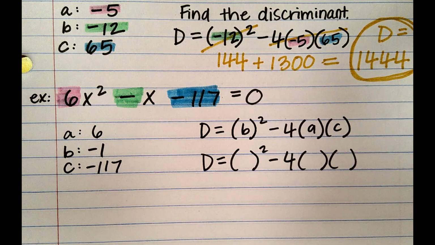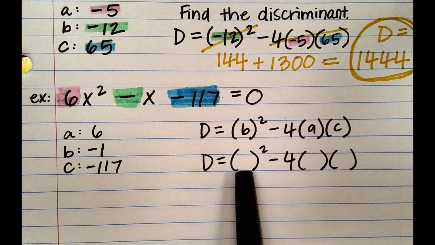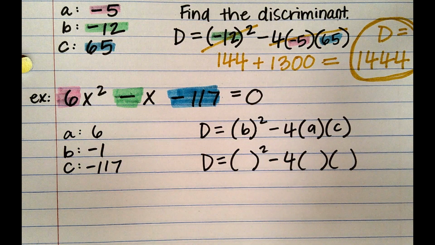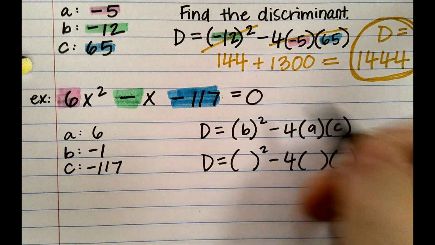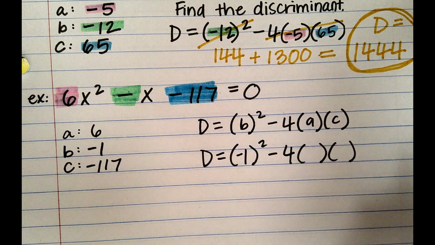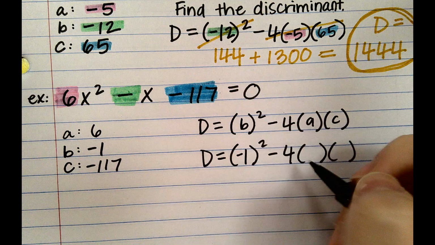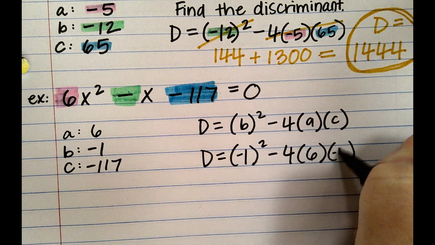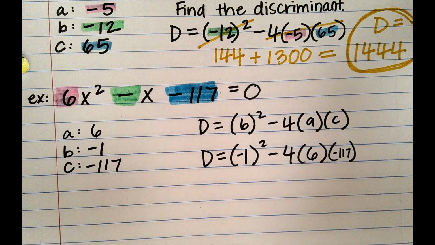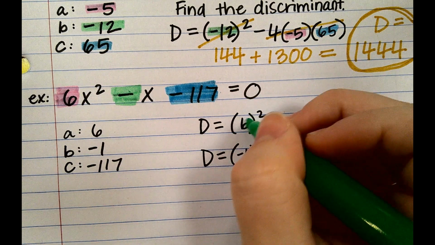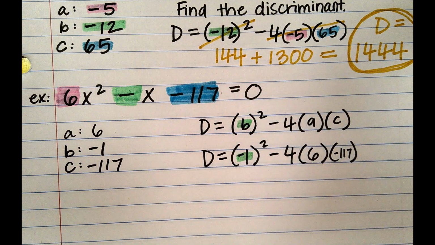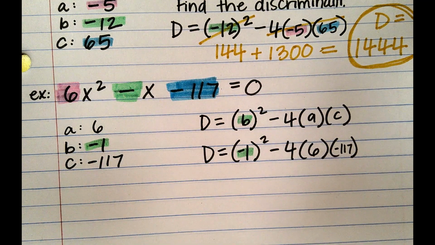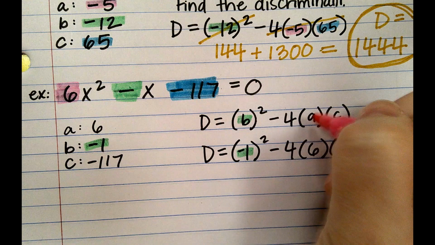So, once we have all these blanks written out, somebody tell me, what am I plugging into each blank? Negative 1 for b. Good. Negative 1 for b. 6 for a. 6 for a. And then negative 117 for c. Negative 117 for c. Good. I'll color these. b. a.